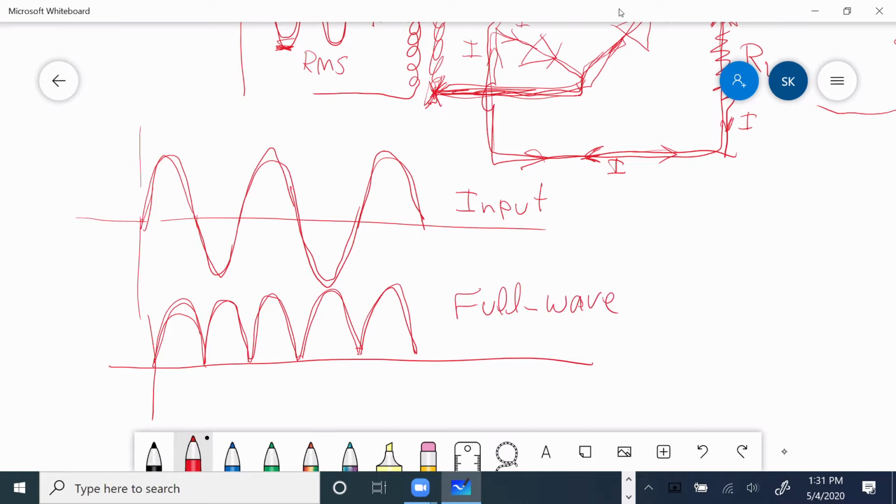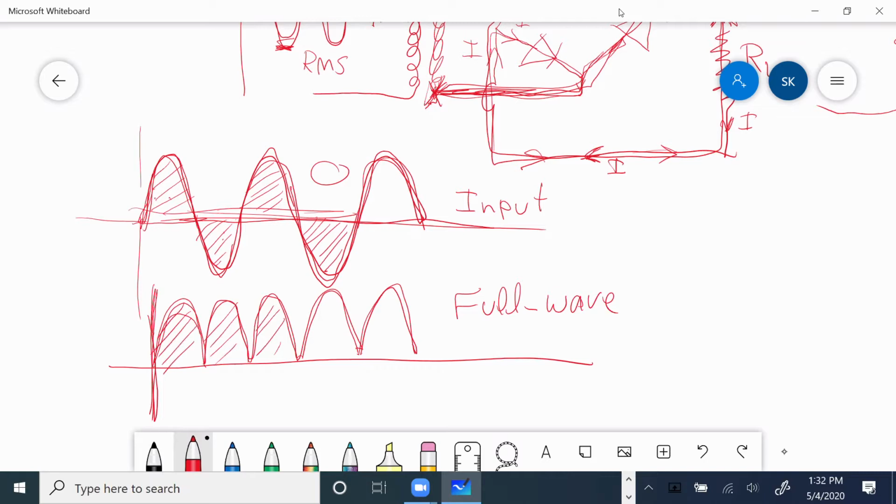So this is DC now. Why is it DC? Because the average of this was 0. The average means the area under the curve. That area under the curve and this area under the curve cancel each other. So the average of this is 0. But the average of this, and this, and this is not 0, is it? So we have a nominal value here.